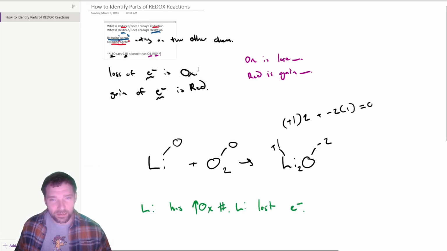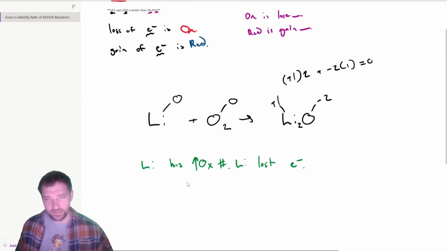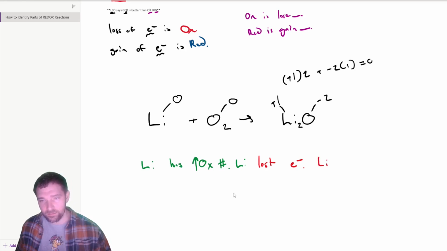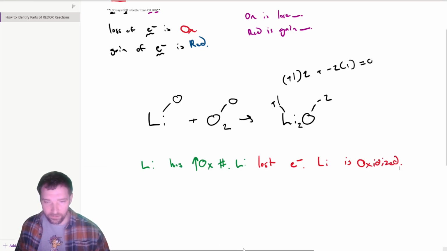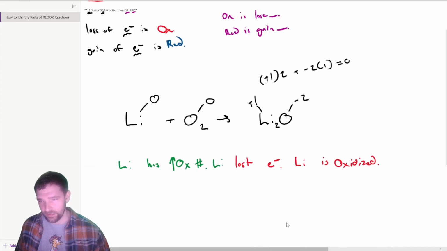In this video, I'm going to have oxidation be red and reduction be blue, to show you that in this context once we've got things labeled clearly. So we've got lithium, oxidation number going up, and a loss of electrons. I know that loss of electrons means lithium is oxidized. Therefore, lithium is the reducing agent.